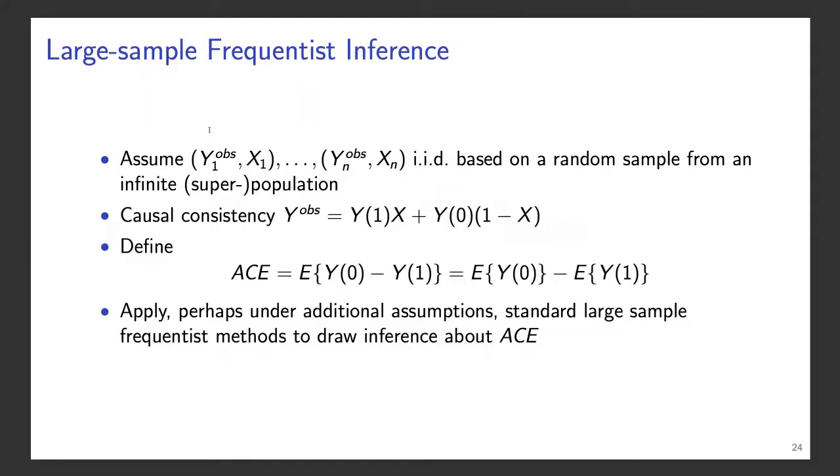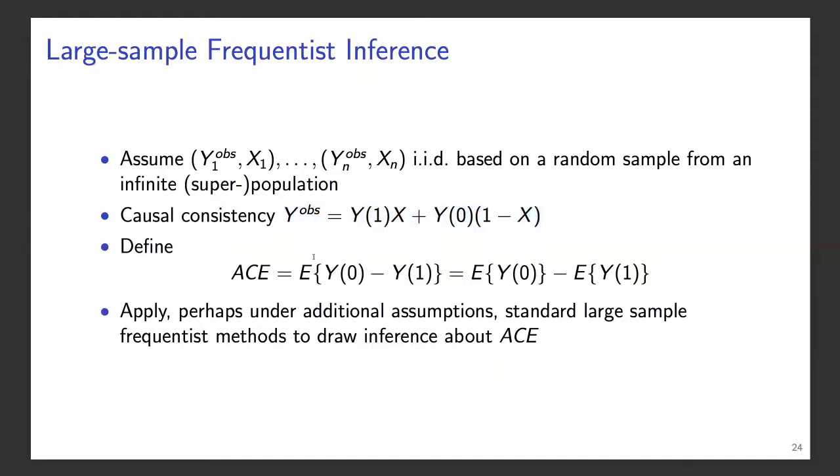Now I want to shift gears and talk about large sample frequentist inference, which is the more dominant paradigm. Now, instead of thinking of our population of interest as finite, we think of it as infinite. And we typically assume that we observe n independent and identically distributed copies of y-obs and x, where y-obs, again, is related to the potential outcomes by this causal consistency relationship.